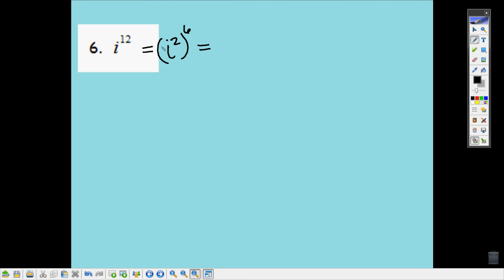Now I can easily replace i squared with -1 to the 6. Now this can be put in the calculator, or you can remember that an even power with a negative base will result in a positive answer. A negative base with an odd power will result in a negative answer. So this would just be +1.